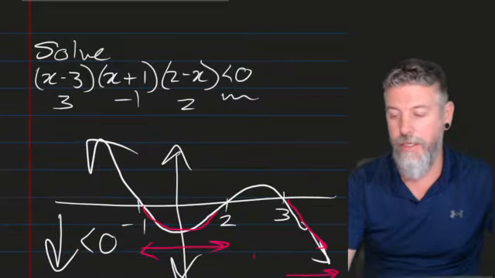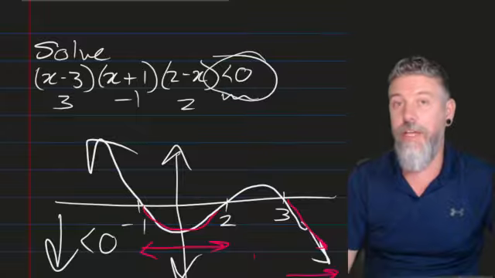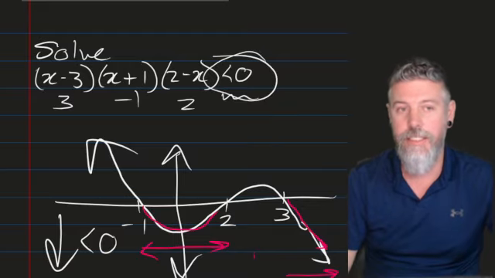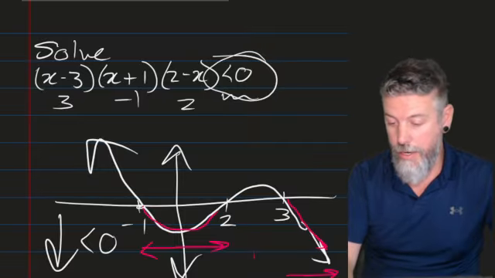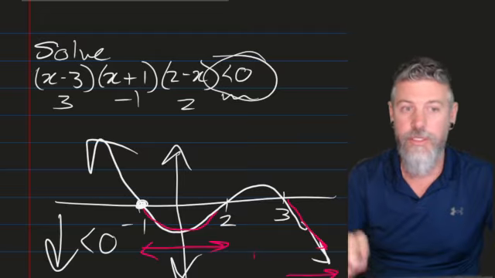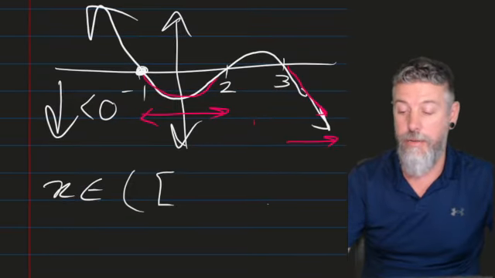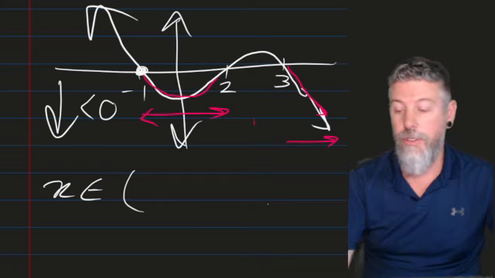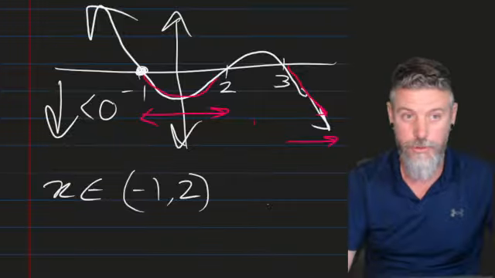Now back up in here, I don't have an equals sign. I don't have a less than or equals to sign. I just have a less than sign. So the equals to 0, the right on the x-axis right there, is not actually included. And so when I write my solution, I am not going to include it. So I'm not going to include -1, but I am going to include everything from -1 up to 2, but I'm not going to include 2.